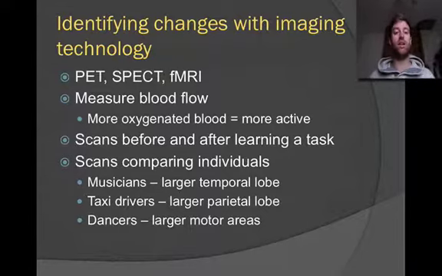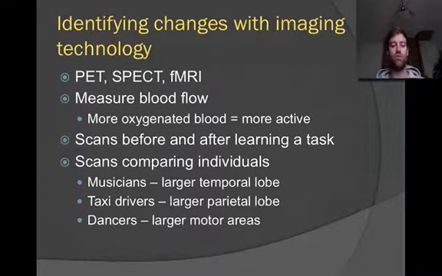Alright, and this brings me to this slide here where I want to talk to you very quickly about how they can still test you in this exam on your understanding of imaging technology, PET scans, SPECT scans, and functional MRIs. We know that these things measure blood flow, especially the fMRI, more oxygenated blood equals more active. Why is this important? Well, because they usually will show scans from before someone has learned something and after someone has learned something. An increased blood flow to a certain area will show that kind of increase in neuronal connections.